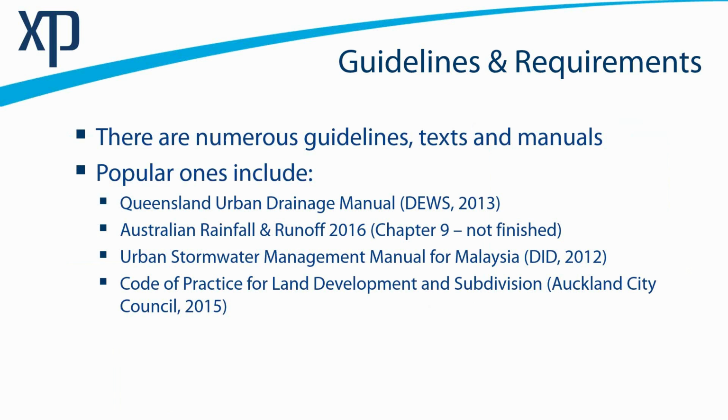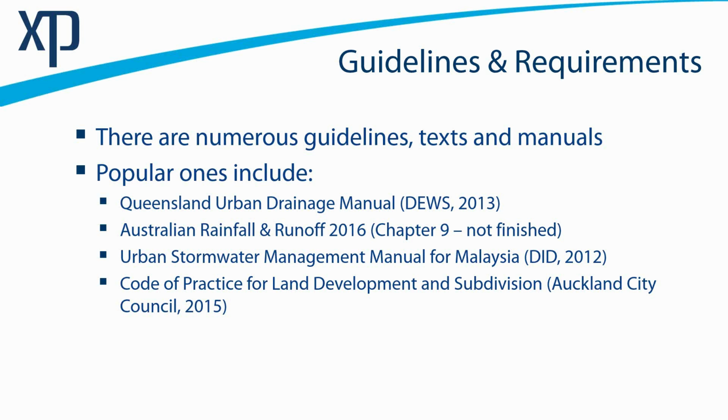And it's important. Today's topic's not just about Australian guidelines, but there are lots and lots of guidelines, textbooks, manuals, and some popular ones that I will talk a little bit towards today is obviously the Queensland Urban Drainage Manual, which is a very, very good document, and I don't care where you're from in the world. I think getting your hands on a copy of that document, which is freely available on the GIS website, would be worthwhile. Australian Rainfall Runoff 2016, not quite finished with Chapter 9 being the urban chapter, but that will hopefully be on our doorstep in the next few weeks or months.